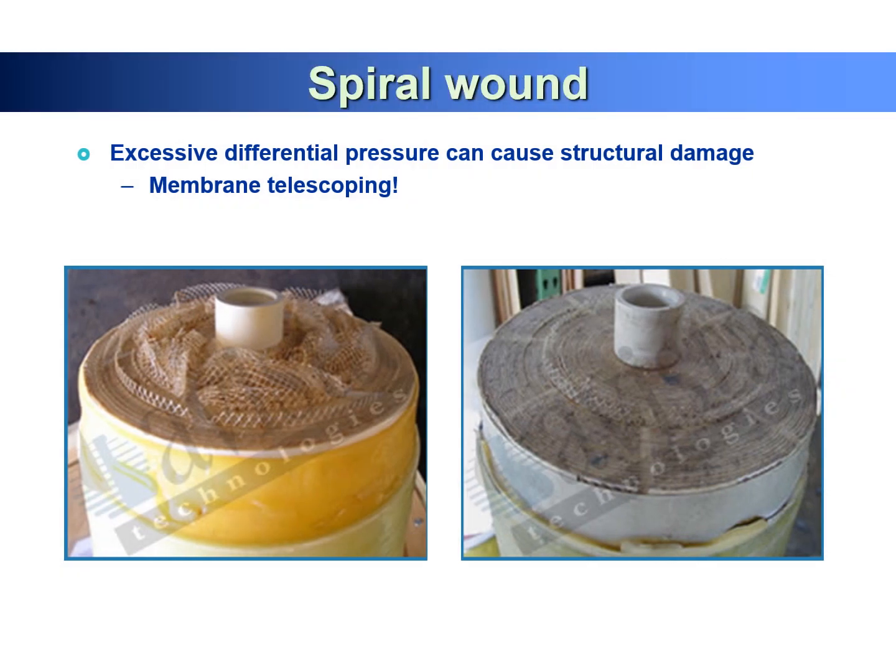So this is excessive differential pressure, which can cause structural damage and looks like membrane telescoping. You produce a very high unbalanced pressure in your spiral wound module. This is the spacer, this is the membrane, and you can see there is some damage to our membrane element. Also you can see some membrane fouling, the dark color, which will keep reducing the overall membrane element performance.